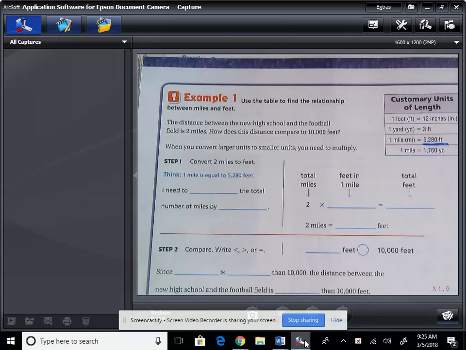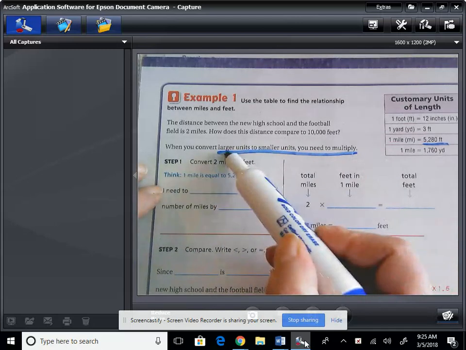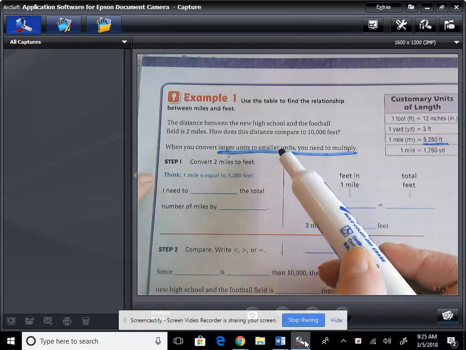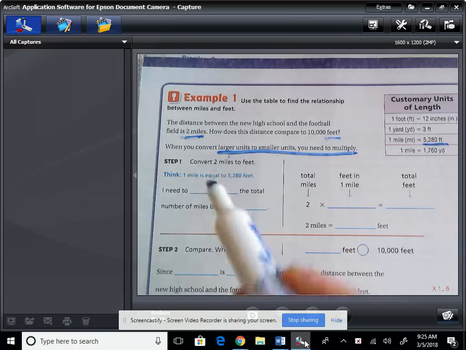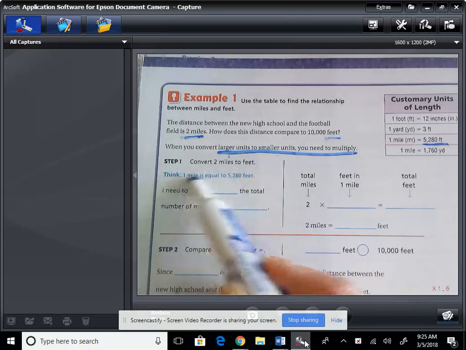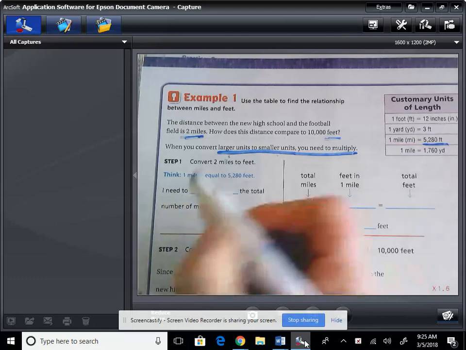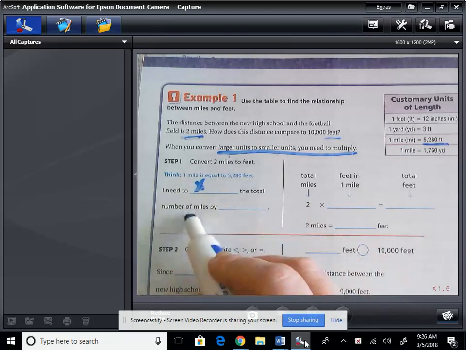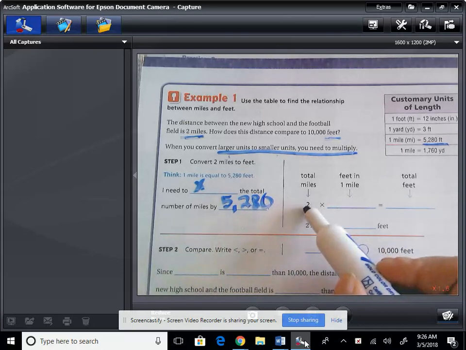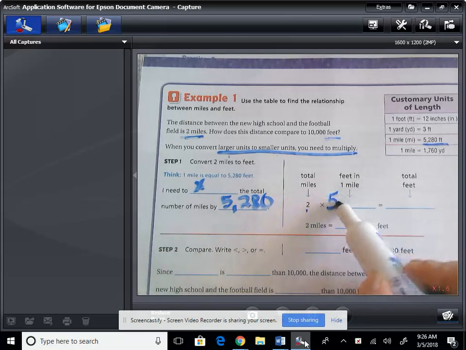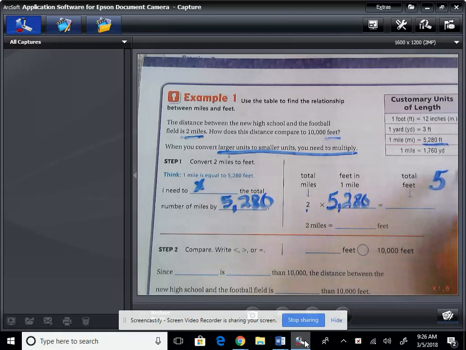When you convert larger units to smaller units, you multiply. So are we converting a larger unit to a smaller unit? We want to know in 2 miles, miles are larger than feet, so we're going to multiply. So to convert 2 miles to feet, 1 mile equals 5,280 feet. I need to multiply the total number of miles by 5,280. So we know there's 2 total miles times how many feet are in a mile? 5,280. So right here on the side, I'm going to quick do that.